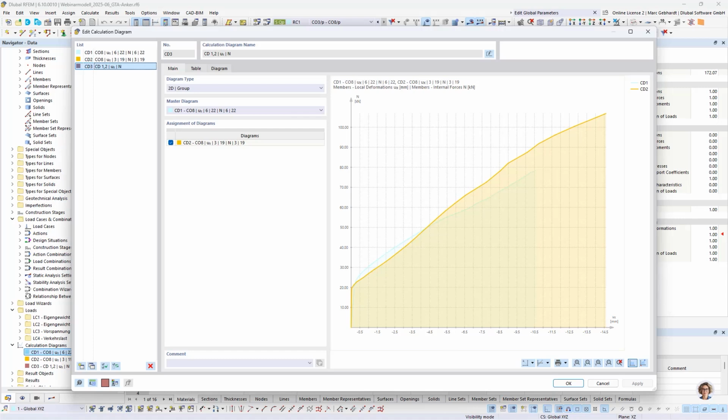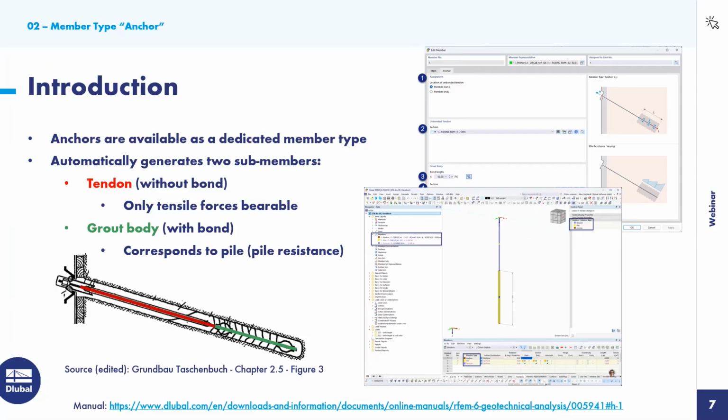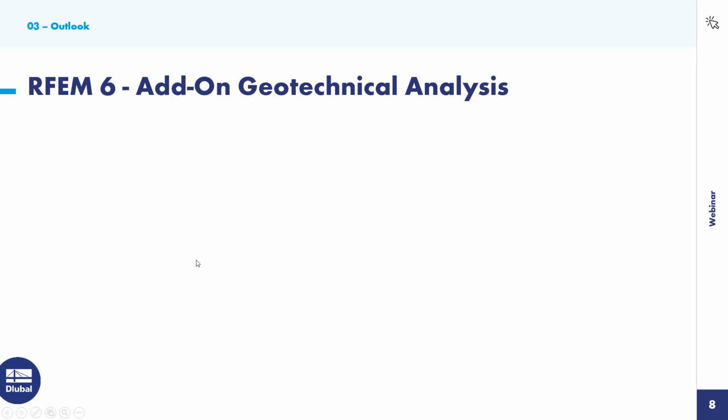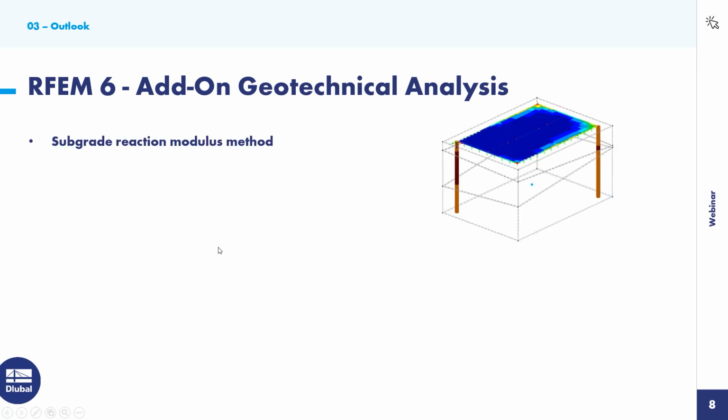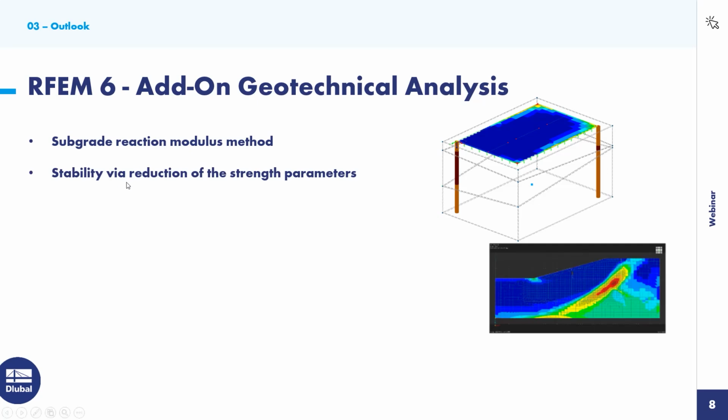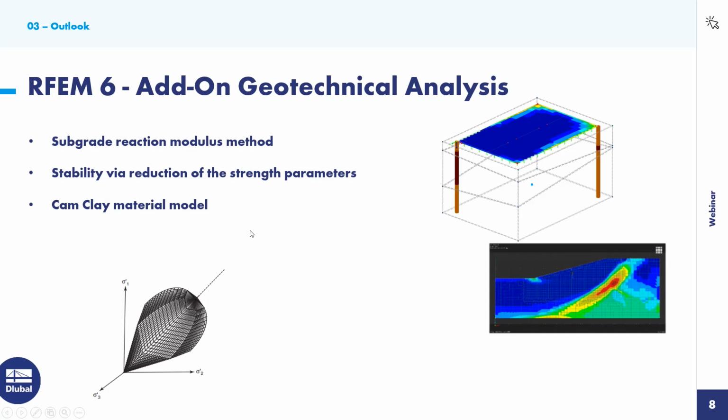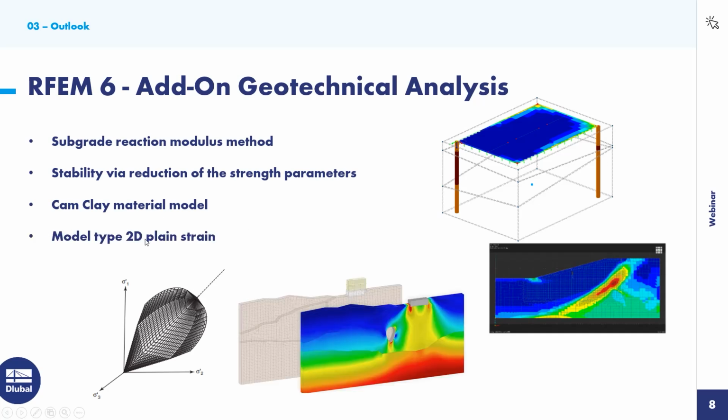So go back to our presentation and I want to show you the new exciting features coming for the geotechnical analysis add-on, which will be a subgrade reaction modulus method, additional to the 3D and the shown constraint modulus method, a stability analysis via reduction of the strength parameters for soil, a new Cam-Clay material model, and the model type 2D plane strain, which will be very beneficial for modeling such slices not by volume, but by a 2D slice. So thank you very much for your attention and I give back to Andreas.